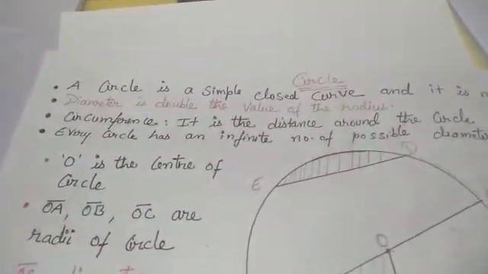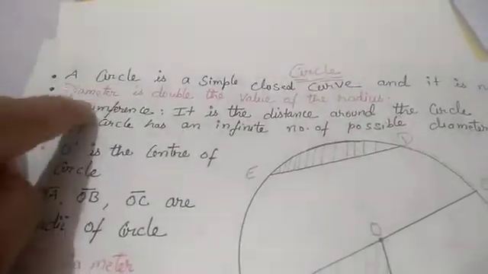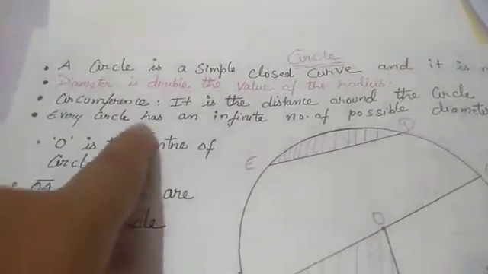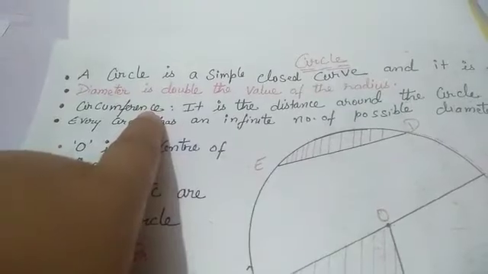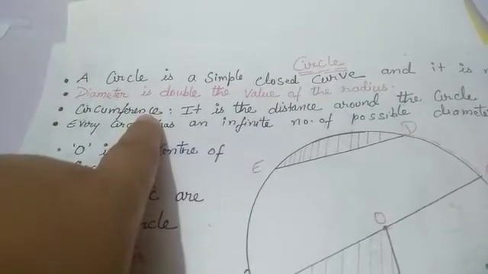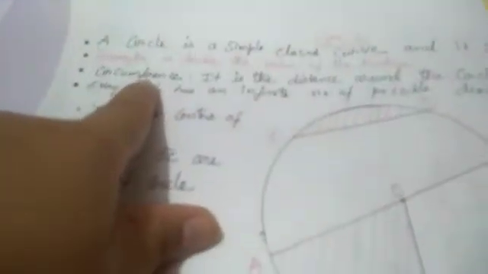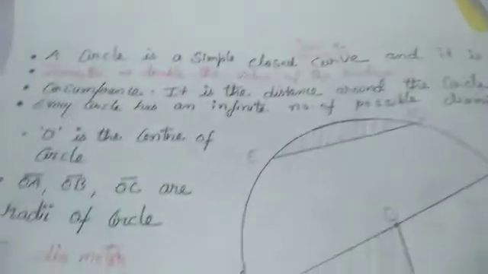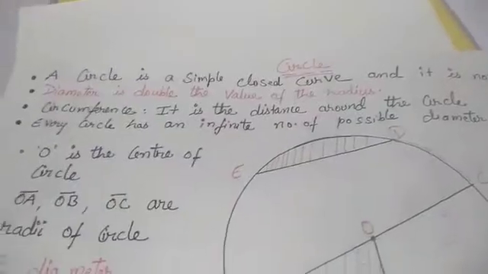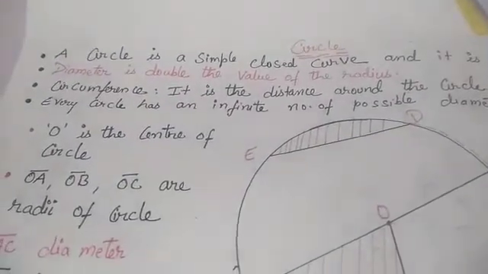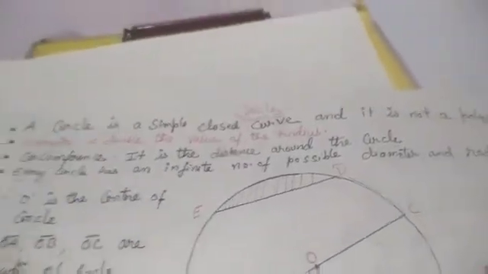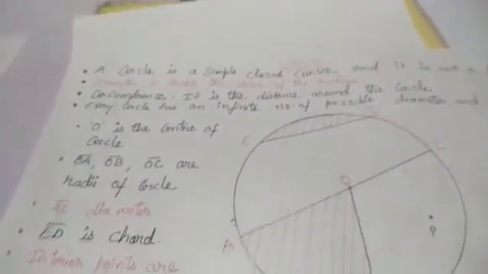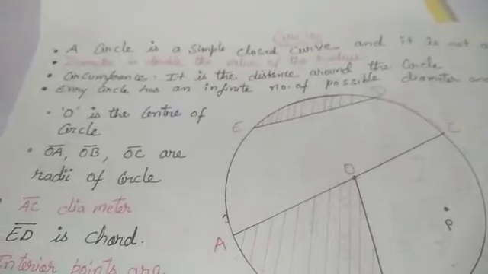Diameter is double the value of the radius. These are the important points for a circle. In a square or in polygons you have heard about perimeter. In the case of a circle, this is called circumference. Circumference is the distance around the circle. Every circle has an infinite number of possible diameters and radii.